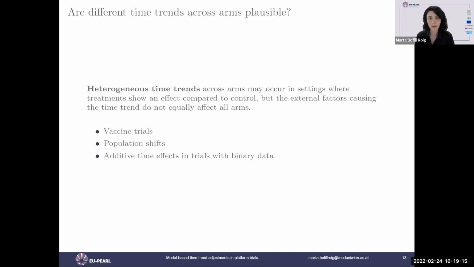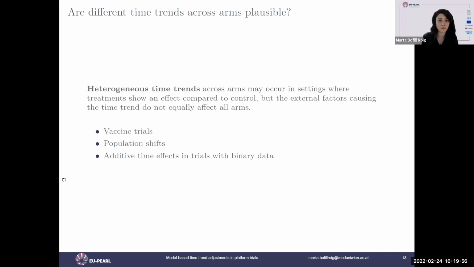But are these cases plausible in real life? Different time trends across arms happen when treatments have an effect over the control, but external factors alter the response to arms differently. Examples of these might be vaccine trials where different variants of the virus are predominant over time and the vaccine efficacy depends on the variant. Also, time trends might be additive in the scale of the model. For example, for binary outcomes, the time trends can be equal on different scales, such as the risk ratio instead of the odds ratio scale.